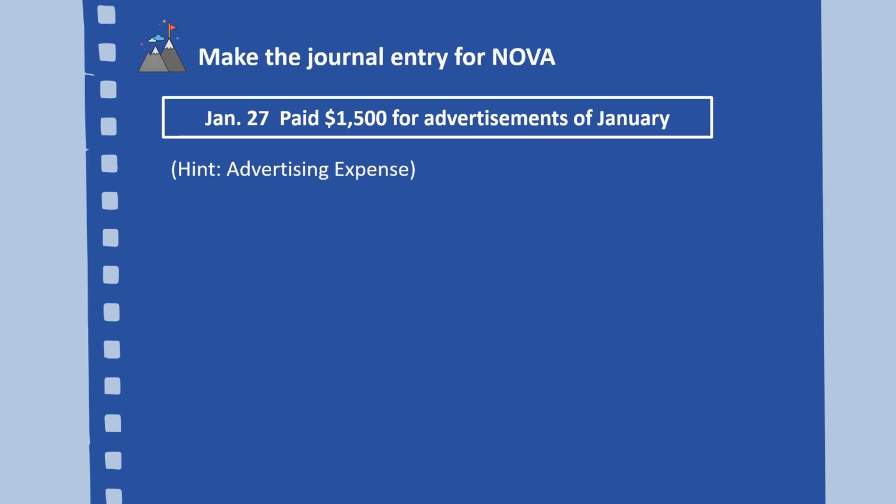Let's kick things off with the simplest scenario, the pay now, consume now situation. Imagine this. On January 27th, the Nova company paid $1,500 for advertisements running in January. The expense is related to advertisements, so it's known as the advertising expense. Now, it's your turn to dive into the action. Pause the video and give this transaction a shot.